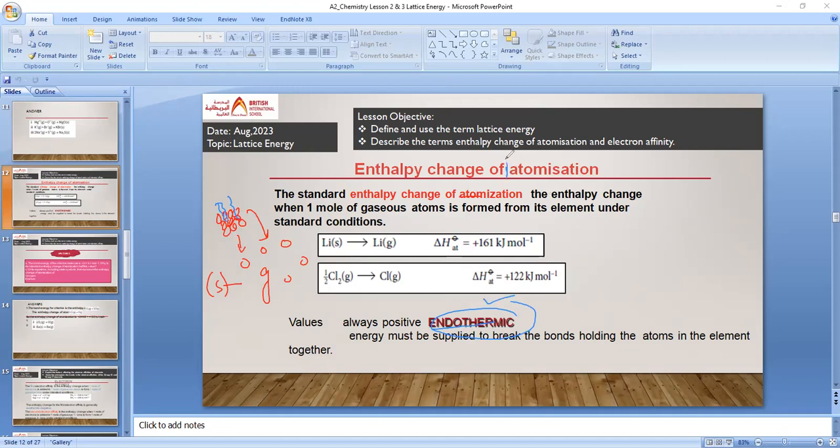Just remember that enthalpy of atomization would be positive, and all other enthalpies like lattice energy, lattice enthalpy and electron affinity are negative in nature, but enthalpy of atomization would be endothermic, positive, because we said bond breaking. Any process that involves bond breaking is endothermic, and any process that involves bond formation, as we said, like lattice energy, lattice enthalpy, is exothermic.